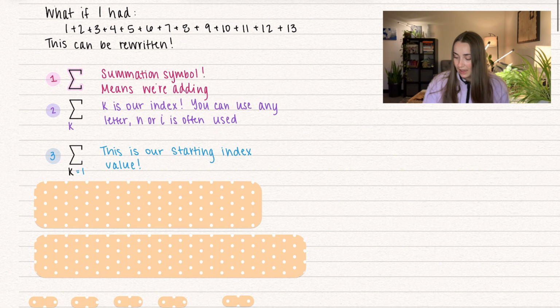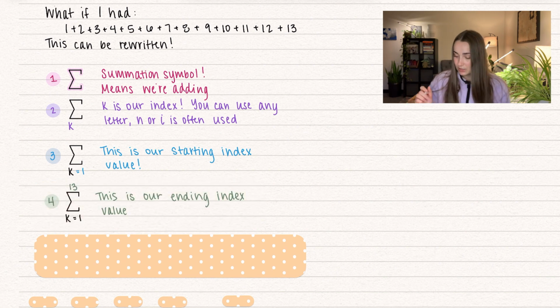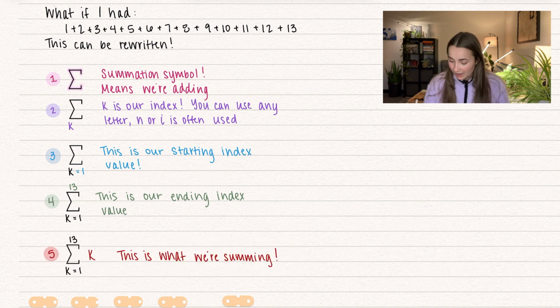Now, we also have to have an ending number, right? And in our case, we're starting at 1 and we're ending at 13. Okay, and then finally, we have to have what we're summing up. And so in our case, we're summing up K starting from 1 to 13. We're replacing that K with our index each time.